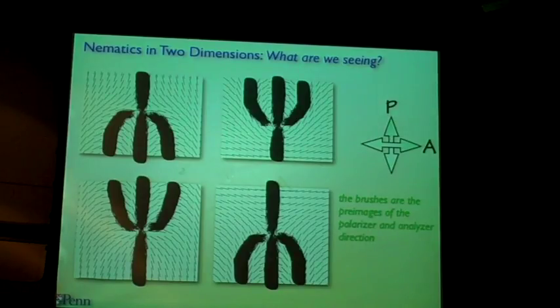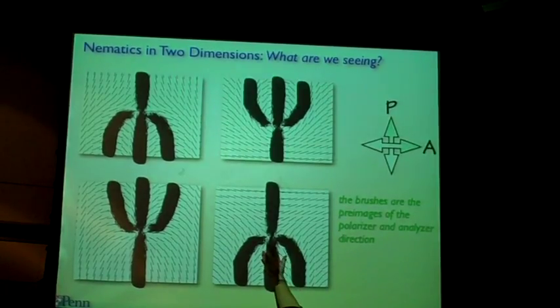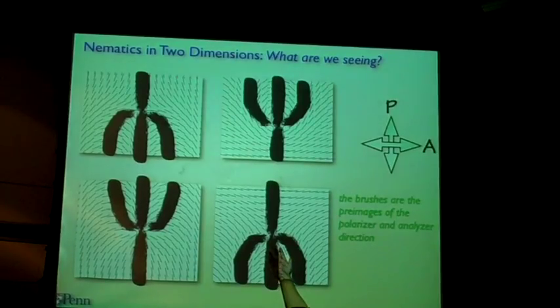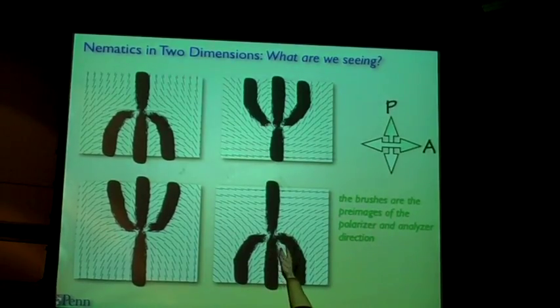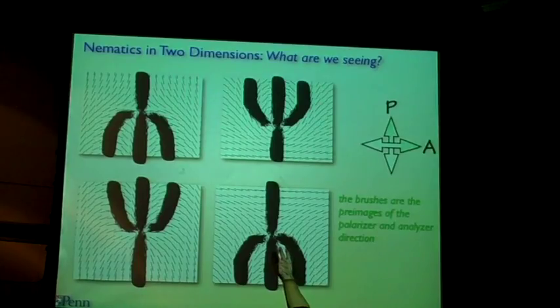And what am I seeing here? Why do I see 4 brushes? I see 4 brushes because it means that I've gone around the polarizer direction twice and the analyzer direction twice, as I go around. And so I can see the index of this line field. The index of the line field here is 2 pi. I don't know how you want to count it, but I'll say it's a +1 defect.